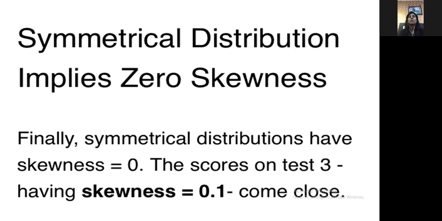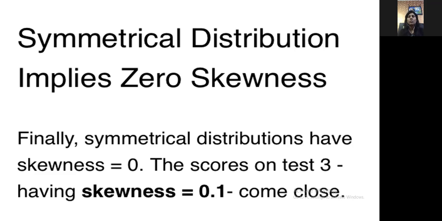So the scores of test three, among the five tests, in test three the scientists get the skewness score as 0.1. And that is showing near to zero. So we can say zero skewness. So for a symmetrical distribution curve, we must have the value of the skewness as zero.